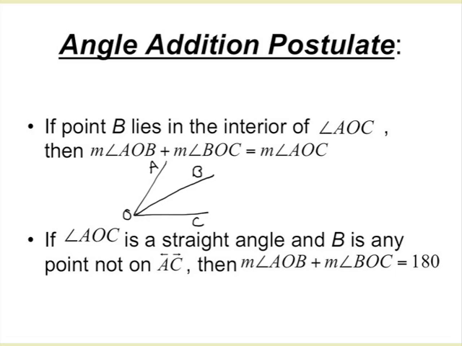The angle addition postulate tells us that the measure, that little m, we read as meaning measure, and that tells us we're talking about the size of it. So the measure of AOB, that's the top one, plus the measure of BOC should together make the measure of AOC, the whole thing. So just like we can add together little segments that are next to each other, we can add together little angles that are next to each other and get a bigger angle. Questions on that?